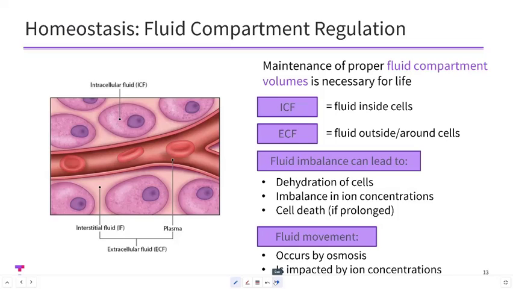ICF generally is a little bit less positively charged, so the outside of the cell is slightly more positively charged than the inside. Fluid imbalances can often cause cells to become dehydrated, even potentially leading to cell death. The movement of water across a membrane is called osmosis. We'll talk more about diffusion later on, but osmosis is one special form of diffusion in which water passes through a membrane.